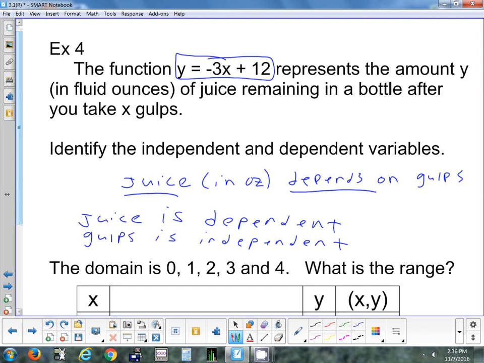Because I'm in control of how many gulps I take. I can control that. And depending on how many gulps I take, that's going to affect how much juice is left. So gulps is independent, I control that. Juice is how much is left.